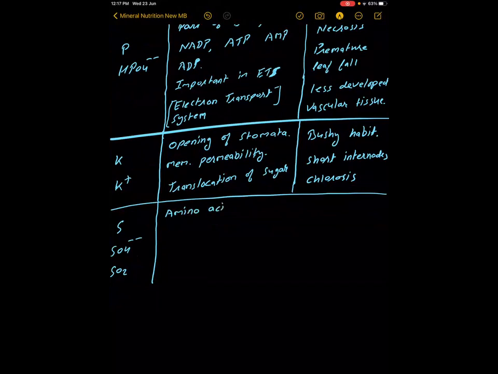Amino acids cysteine and methionine contain sulfur. That is one point. Second, it is one component of vitamin B1, thiamine, and biotin also.